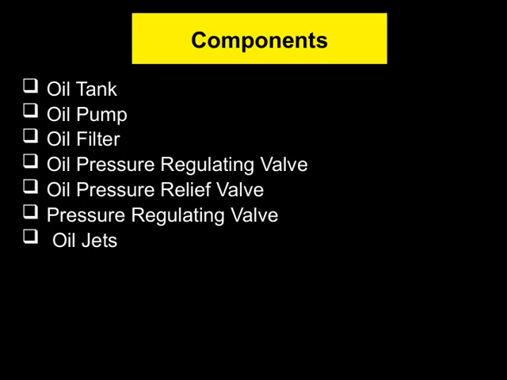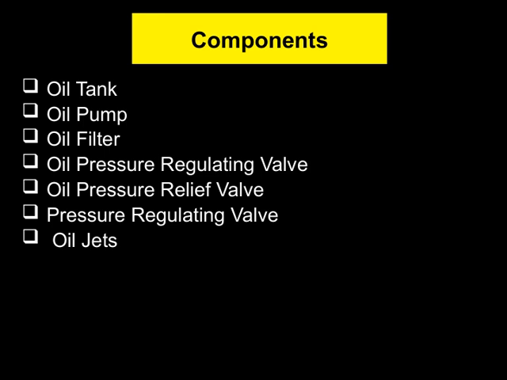Let's take a closer look at the key components involved in an oil lubrication system. First up, we have the oil tank, which serves as the reservoir for storing the oil. The oil pump then draws oil from this tank and circulates it through the system. To ensure the oil remains clean and free of debris, there's an oil filter that traps impurities.